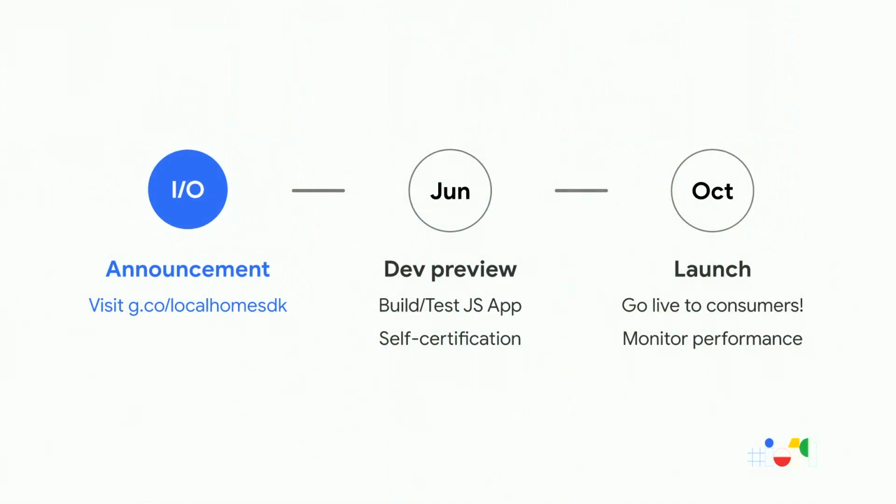So we have a busy couple months ahead of us. The link behind me, g.co/localhomesdk, is now live. So you can go ahead, visit that link to learn more, and we'll also be posting updates throughout the next couple months to that page. In just a few weeks, we'll launch the SDK into developer preview. And at this time, you'll be able to build and test your JavaScript app in the local environment and complete the self-certification program that Gaurav was talking about.